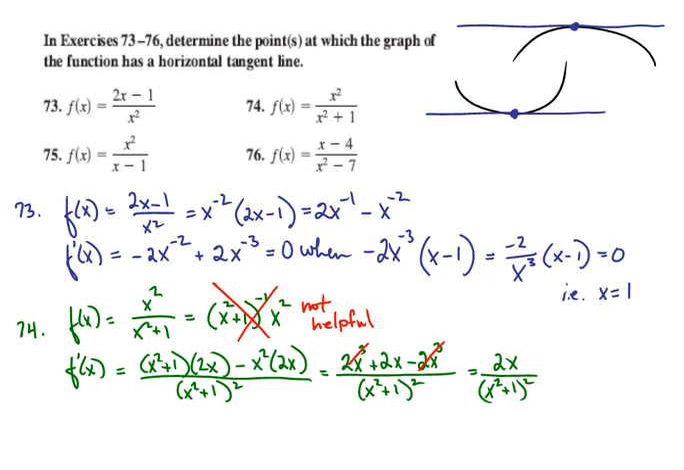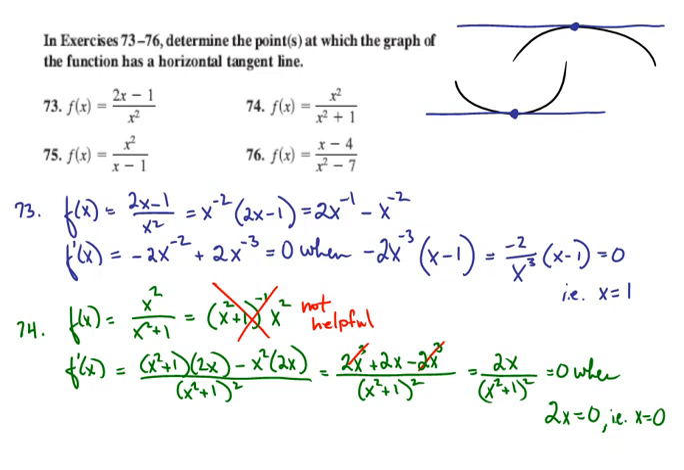Now we want to find out where this is 0, and a rational function is 0 whenever its numerator is 0. It's undefined when its denominator is 0. So quite simply, this derivative will be 0 whenever 2x is 0, and that means whenever x is equal to 0. And that does it for this problem.